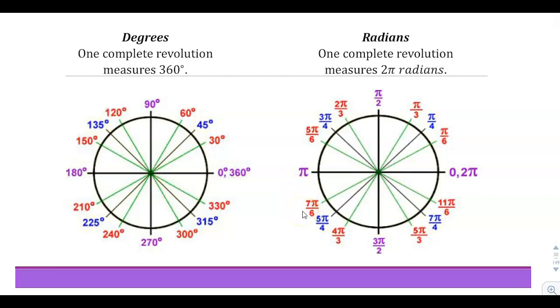Moving along to 7 pi over 6, 5 pi over 4, 4 pi over 3, then 3 pi over 2, or 1.5 pi. So remember, this is 1 pi, so this is 1.5 pi. And then 5 pi over 3, 7 pi over 4, 11 pi over 6, and getting back to 2 pi.